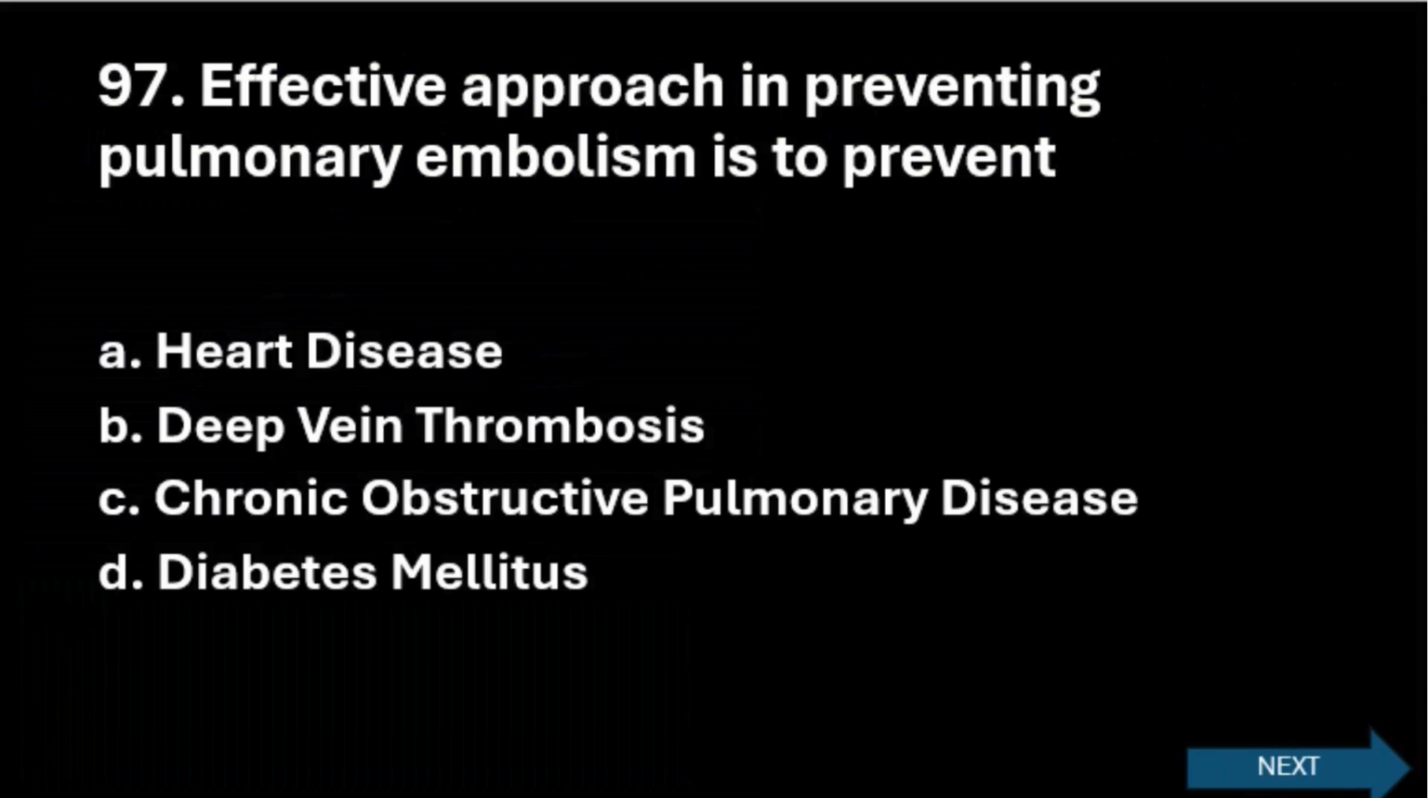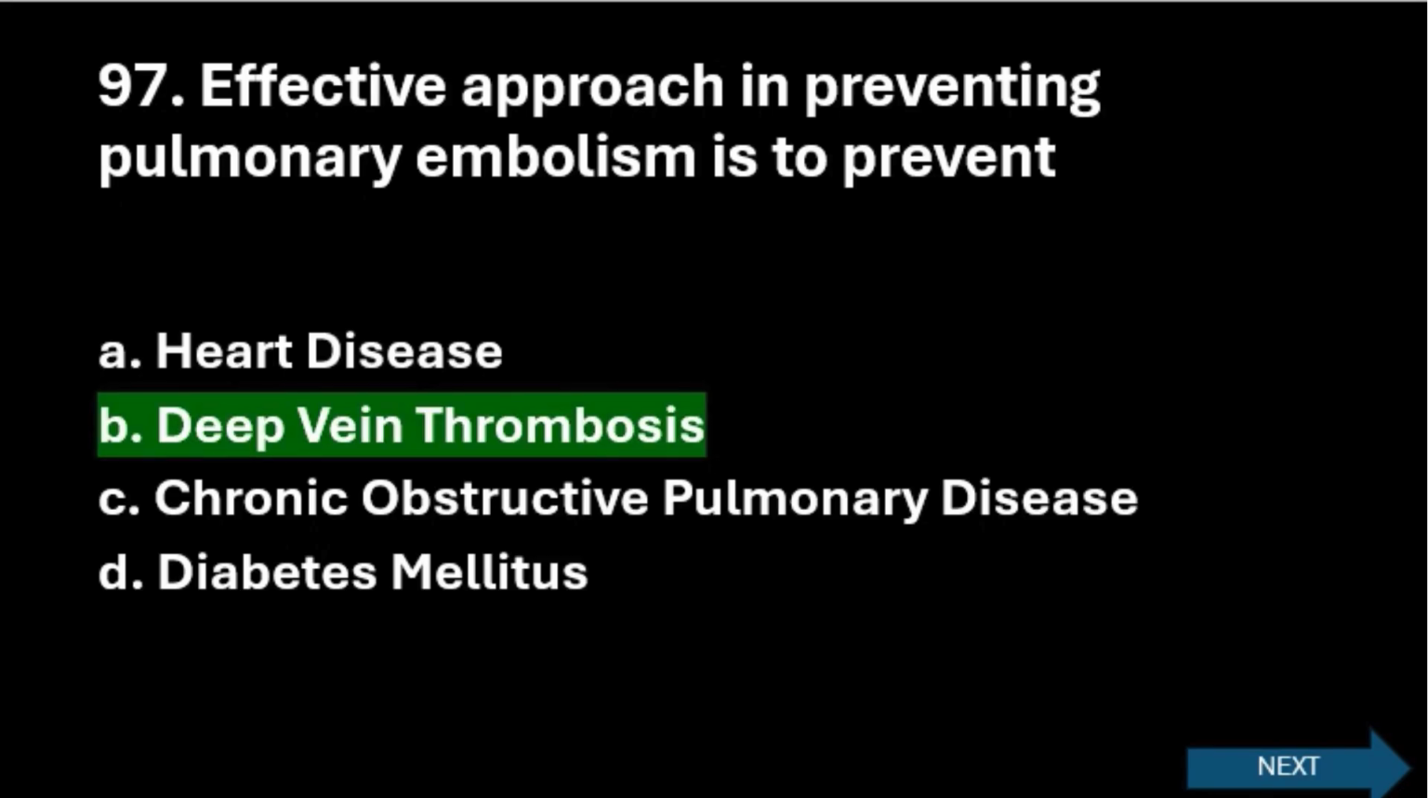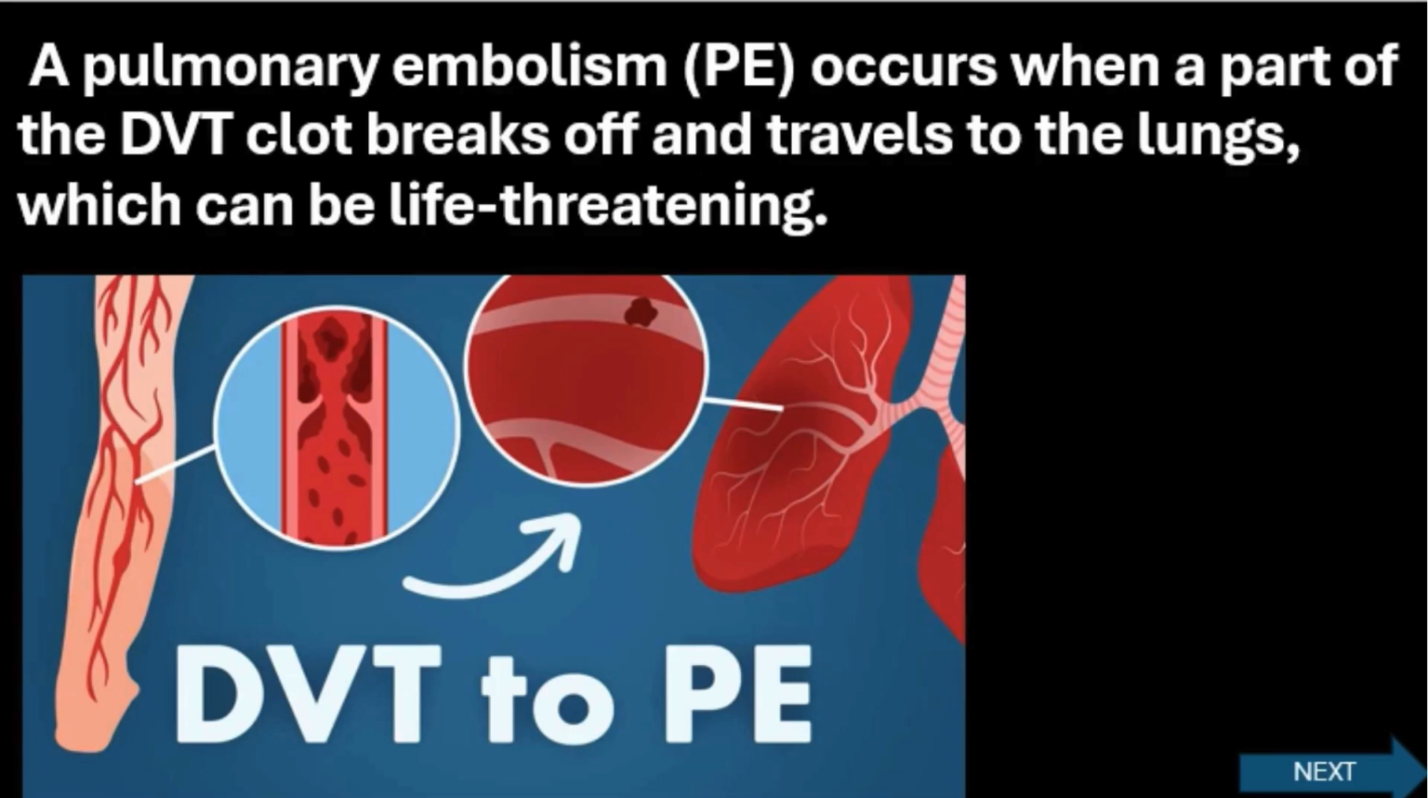Next question. An effective approach in preventing pulmonary embolism is to prevent option A, heart disease, option B, deep vein thrombosis, option C, chronic obstructive pulmonary disease, and option D, diabetes mellitus. The right answer here is deep vein thrombosis. As all of you know, pulmonary embolism occurs when a part of a DVT clot breaks off and travels to the lungs, which can be a life-threatening condition. So to prevent pulmonary embolism, we have to be careful about preventing DVT. DVT prophylaxis you have to follow.